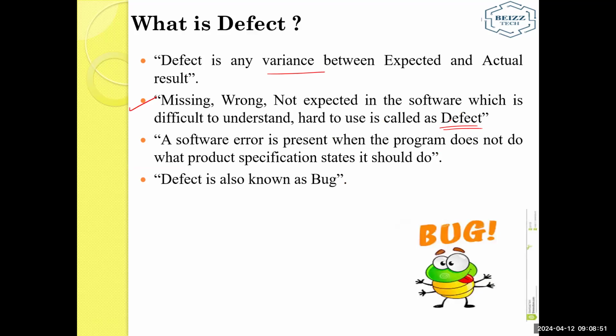For example, if there is an application which is quite difficult for an end user to understand, then we can simply define that application as difficult to use or difficult to understand how to use. Then we can raise that point as a defect also. Even a software error present in the program that does not do what the product specification states it should do, then we can raise that as a defect.